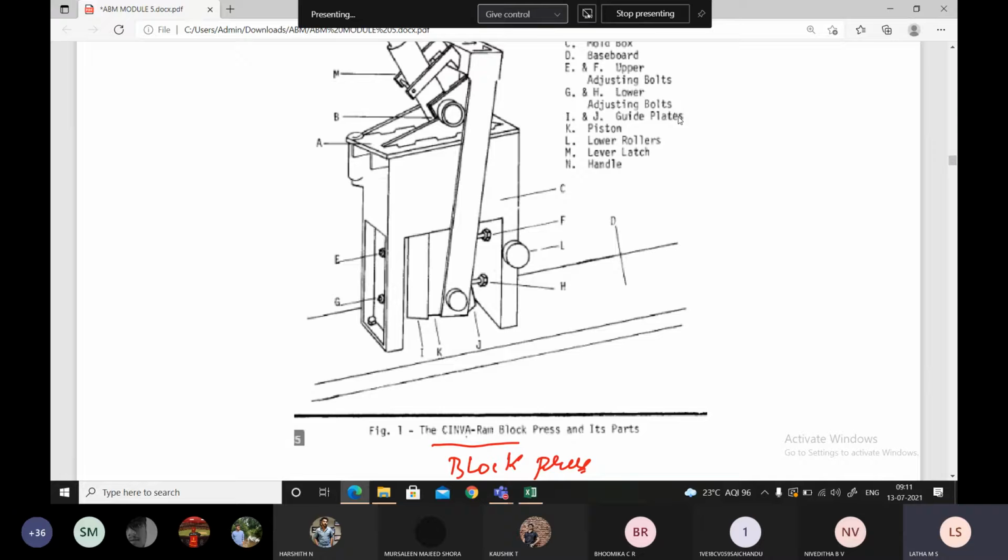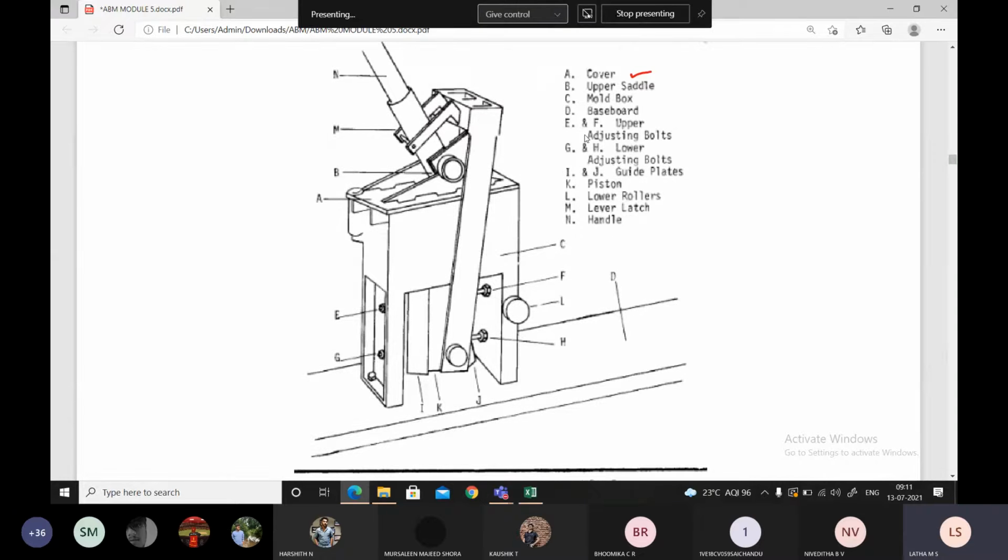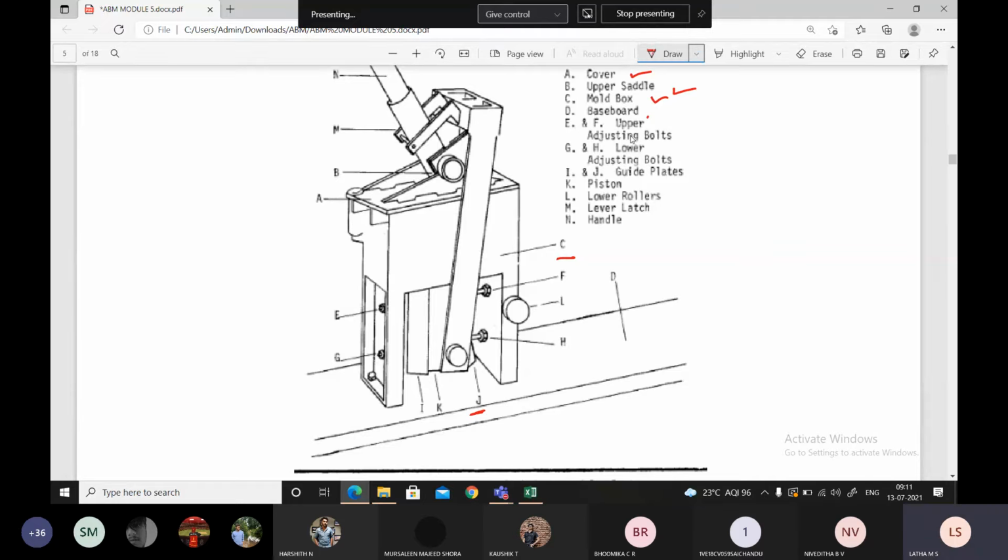Sinvaram block press: the cover, upper saddle, mold box. This entire thing, C, is the mold box. Then the baseboard is D. Can you show me the baseboard, D, where it has been labeled? Students? It is here. Then E and F are the upper adjusting bolts. You find bolts which have to be fixed. E and F are the upper adjusting bolts.